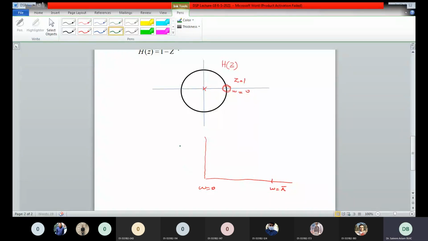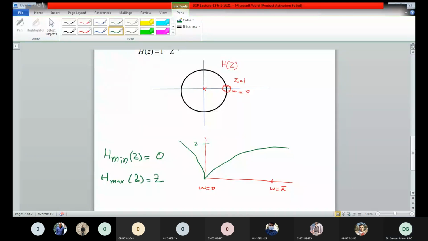So how do you find the response? It will be like this. It's 0 at omega equal to 0 and maximum 2 at omega equal to pi. So H min would be equal to 0 and H max would be equal to 2. We already knew about it from the last lecture. Whenever we bring a zero onto the unit circle, it will eat up that particular frequency.